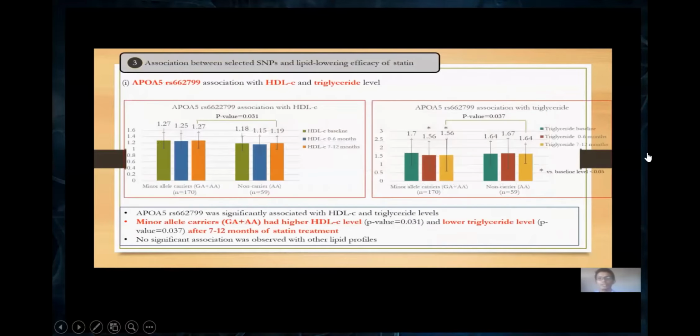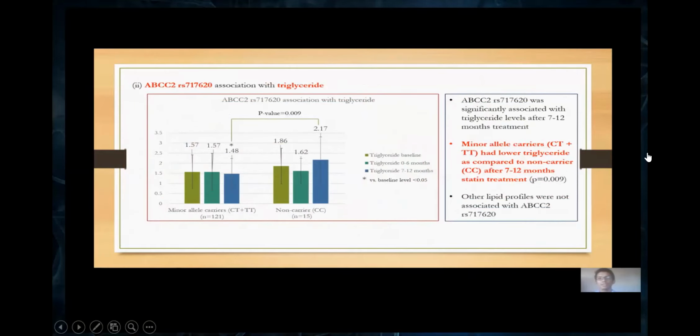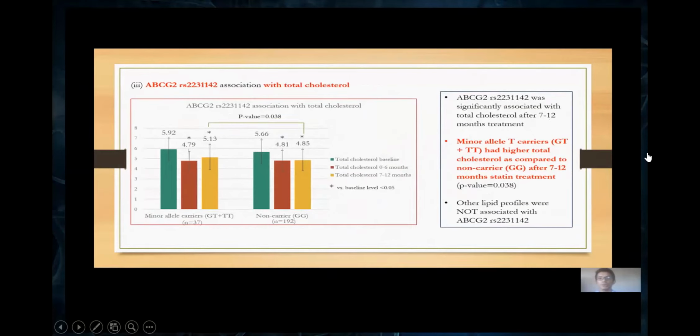Our main findings for this current study, the first is ApoE5 RS662799. As you can see in the figures, the minor allele carriers of this SNP had higher HDL level and reduced triglyceride level as compared to non-carriers after 7 to 12 months of statin treatment. Next SNP is ABCC2 RS717620, in which you can see in the figure that the minor allele carriers had lower triglyceride as compared to non-carriers up to 7 to 12 months of statin treatment. And finally, for ABCG2 RS2231142, you can see that the minor allele carriers had higher total cholesterol as compared to non-carriers after 7 to 12 months of statin treatment.